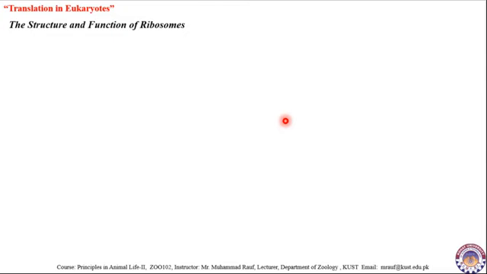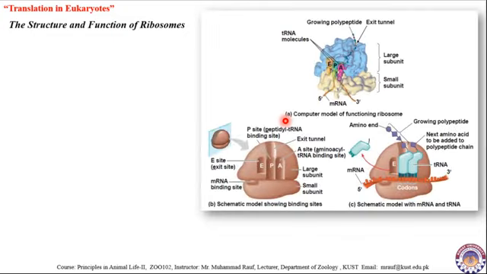Now, the structure and function of ribosomes. So here there are three different illustrations of the ribosomes. This is a computer model. You can see ribosomes are made up of this ribosomal RNA and an equal amount of proteins, and ribosomes have two subunits, a large subunit and a small subunit.